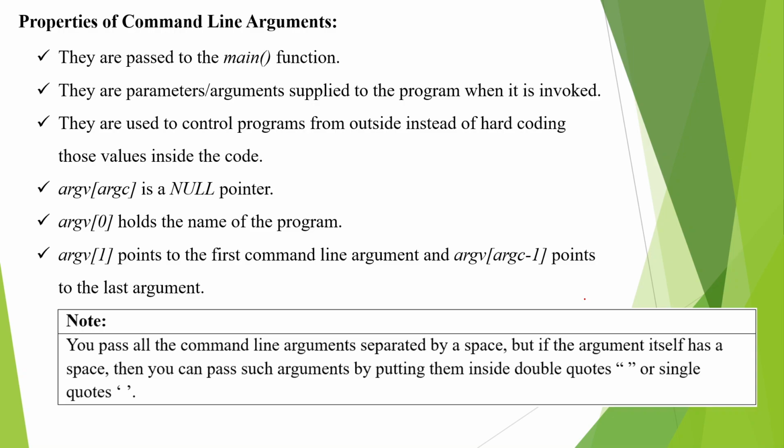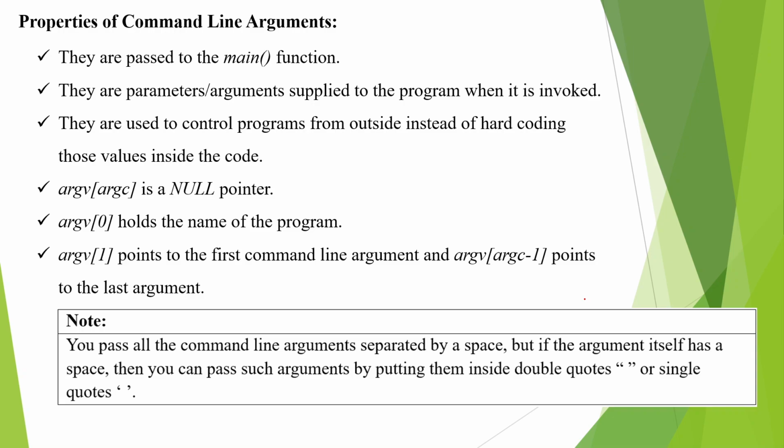We always pass the command line arguments to the main function. The command line arguments are supplied to the program when it is invoked. From the command line window, from the command prompt, when we are invoking our main function, there only we are supplying the command line arguments. They are used to control the program from outside instead of hard coding the values inside the code.